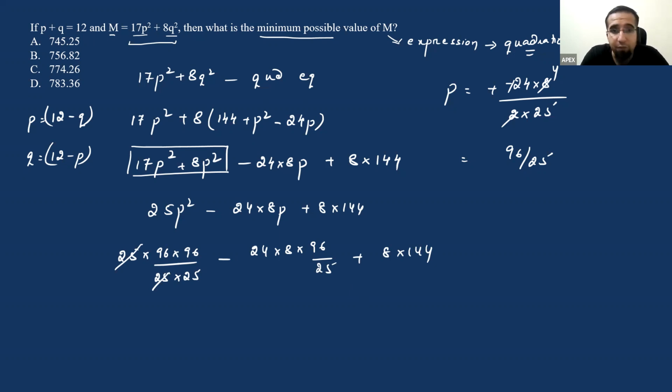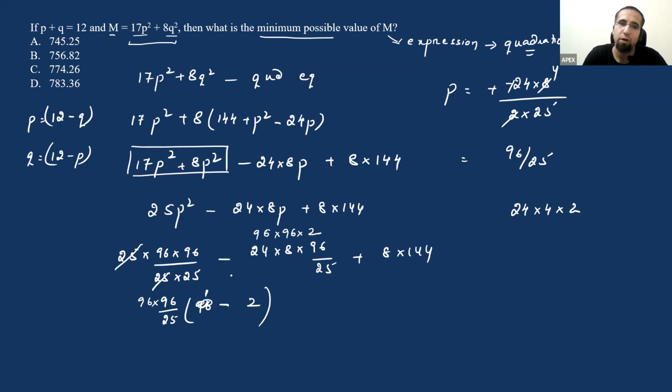So you have 24 into 8. So I know that 24 into 4 is 96, so I can write this as into 2. So I can write this as 96 by 25 common within these two. I get a 96 minus, or this can be written as 96 into 96 into 2 by 25. So I can take 96 into 96 common. This is 1 minus 2. That's again a minus 1 here.